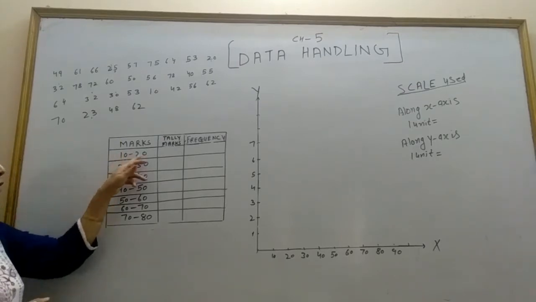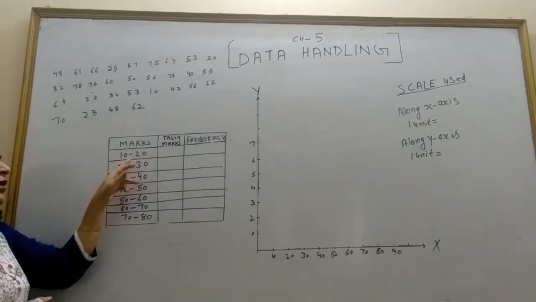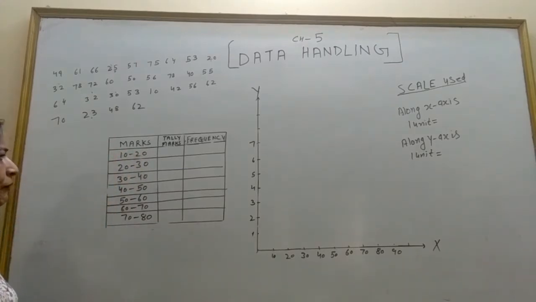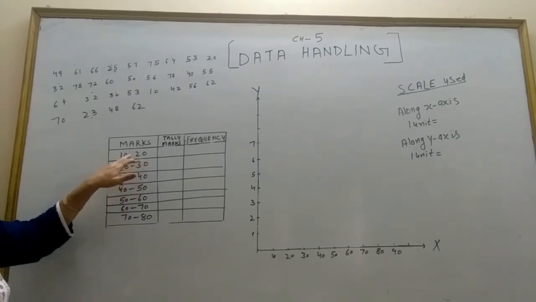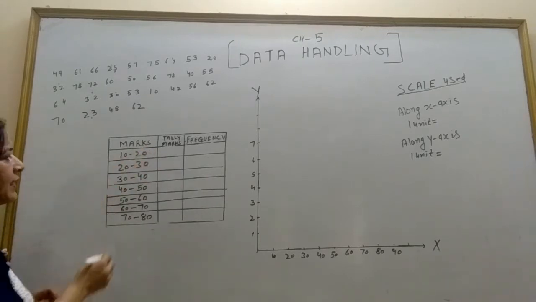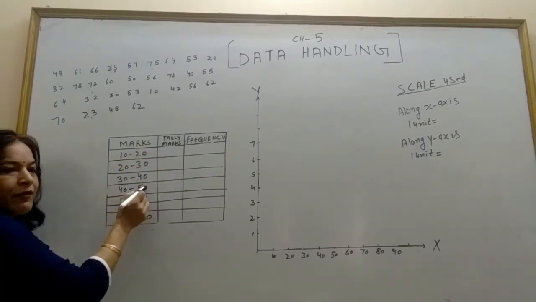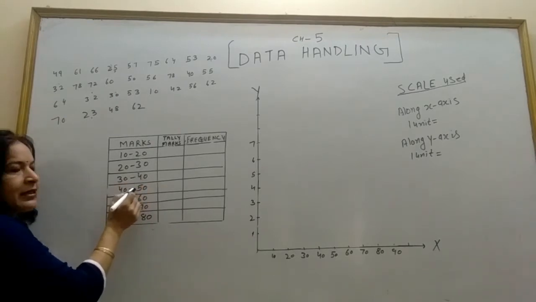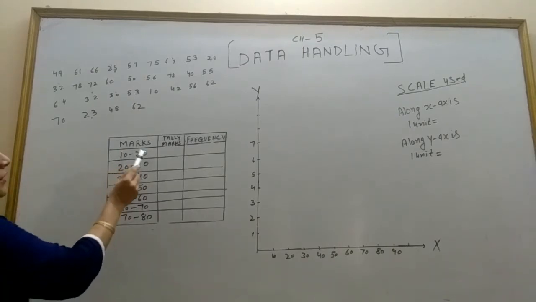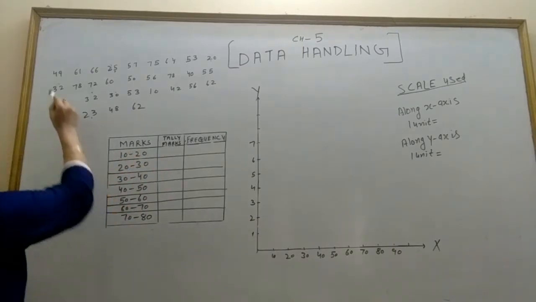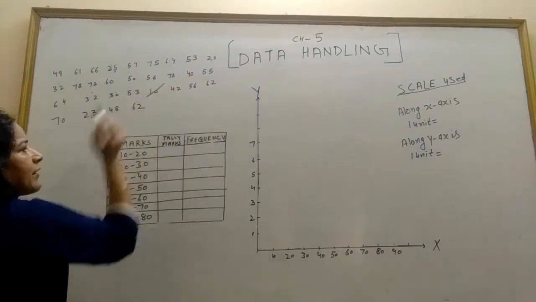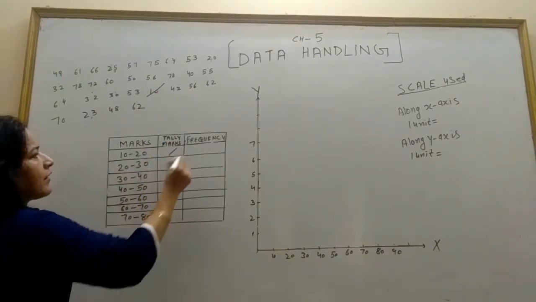Now see, 10 to 20, 20 to 30: 20 is common in both class intervals. So what we will do is count 20 in the higher class, not in this class. Similarly for 30 to 40, 40 to 50, we will count 40 in the higher class, not in this class. So for 10 to 20, how many students obtained between 10 and 20? Only one. Cut that. Tally mark 1.